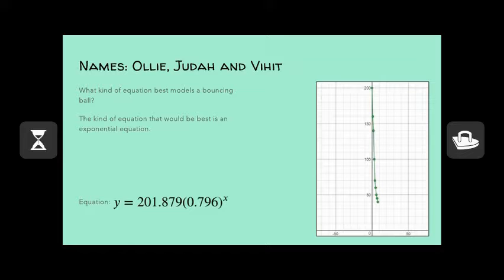The parameters in this equation are 201 centimeters, which is the starting height of the ball. 0.796 is the amount the ball decreases in its height after each bounce.